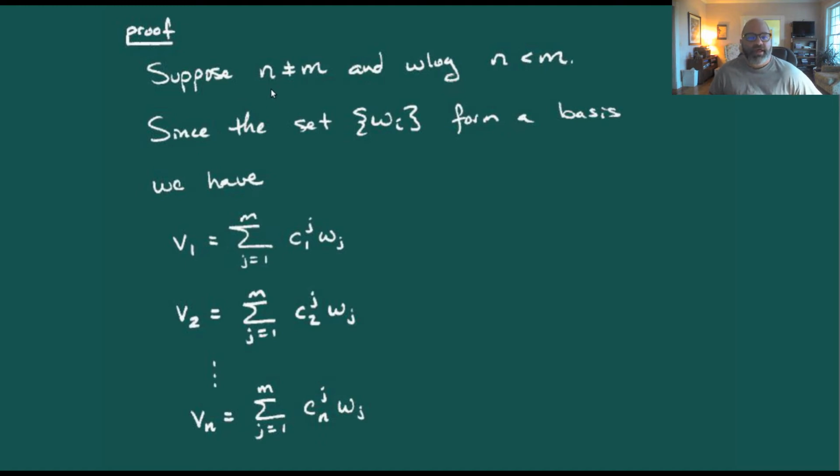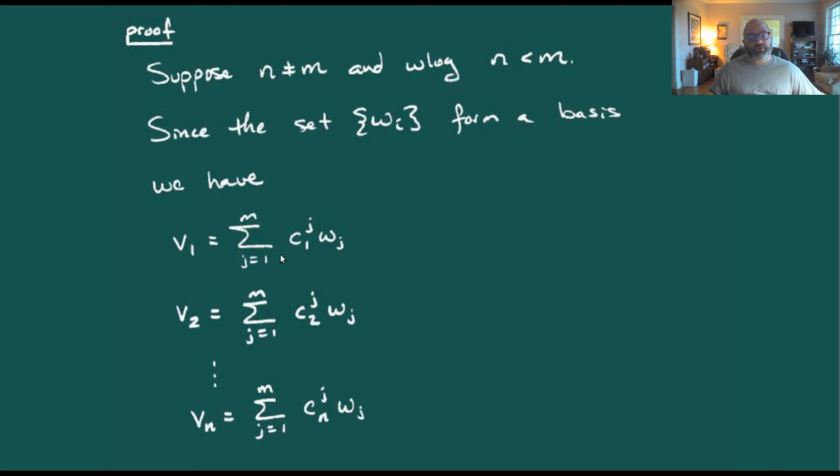Suppose that our two sizes are different, that n is not equal to m. Then without loss of generality, let's say that n is less than m. Since our set w sub j forms a basis, then for each one of the vectors in our other set, we can represent it as a linear combination. So v1 looks like c sub 1 up to j, so here's our linear combination for v sub 1, and our linear combination for v sub 2 in terms of the w sub j will look like this.